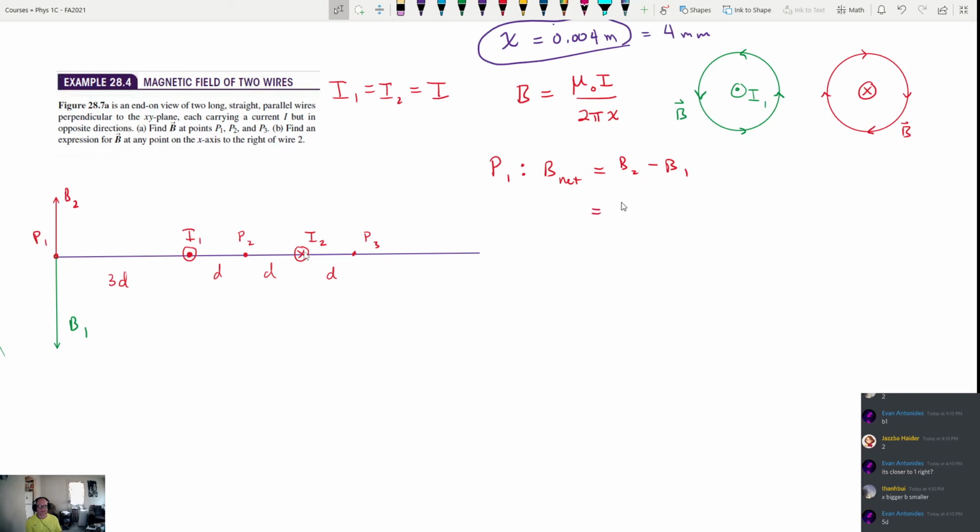And the size of the magnetic field B2 should be mu naught times I divided by 2 pi. They both have the same current. Remember, I1 equals I2 equals I. And now I need to put B2. The distance from I2 to point 1 is 5D, as was stated. And we subtract from that B1, which is going to be mu naught I over 2 pi times just 3D. Right? So this should be equal to mu naught I over 2 pi times, what, a fifth minus a third.